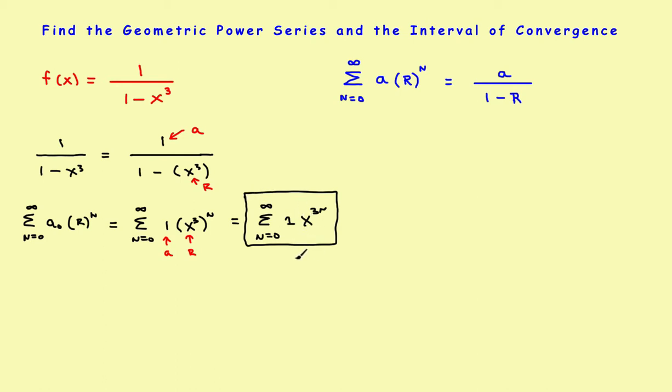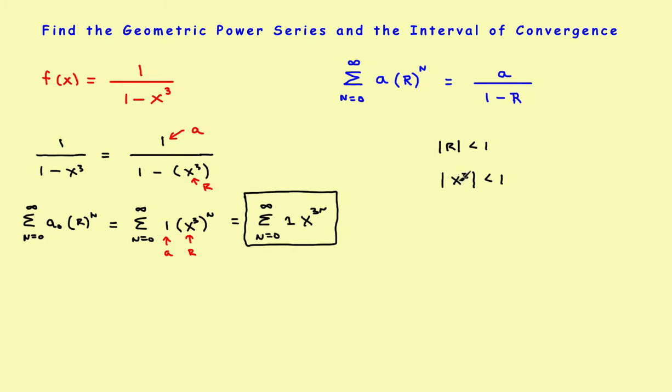Now the next thing is to find the interval of convergence. And the interval of convergence, again, occurs wherever the common ratio is less than 1, and that's true for all geometric power series. Now in our case, r is equal to x cubed, so we'll replace this with the absolute value of x cubed. And we want to know where is that less than 1.